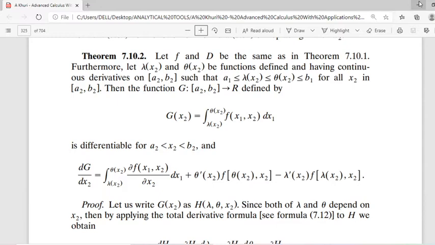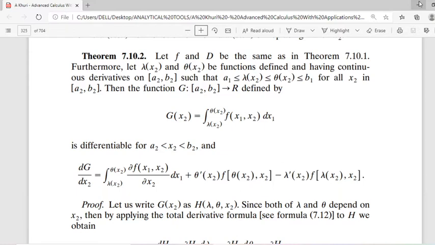Let f be a function defined on the domain D, and let lambda(x2) and theta(x2) be functions defined and having continuous derivatives. In this case the range is a continuous function of x2, having a continuous derivative on (a2, b2), such that a1 ≤ lambda(x2) ≤ theta(x2) ≤ b1 for all x2 in (a2, b2).